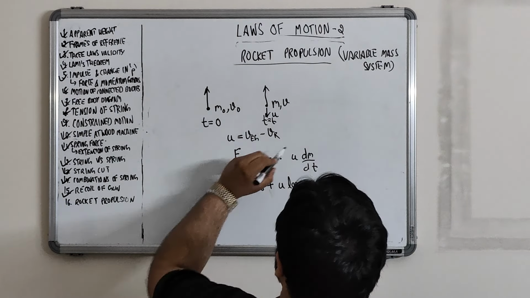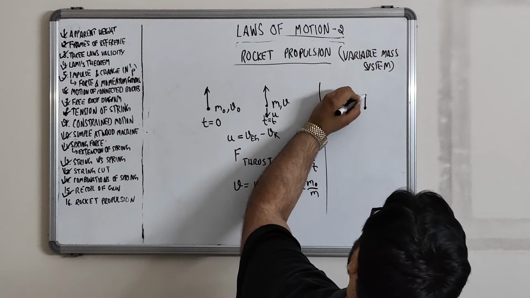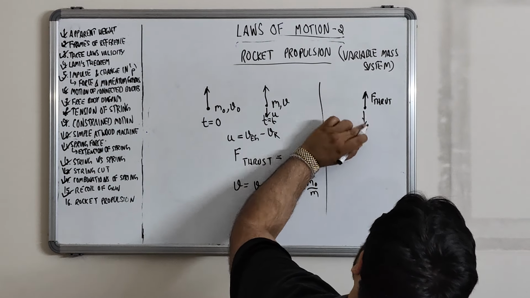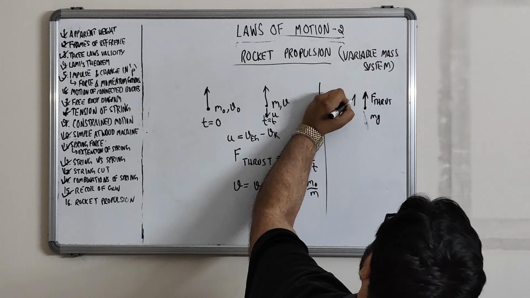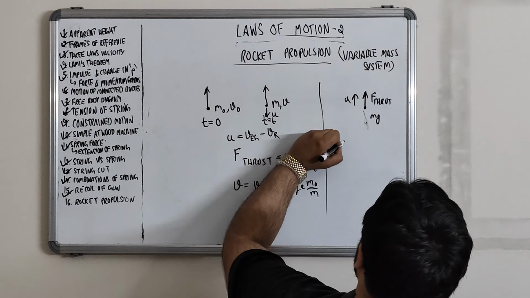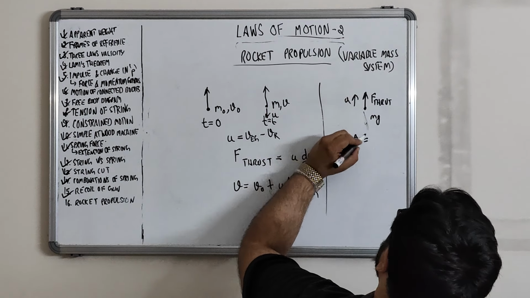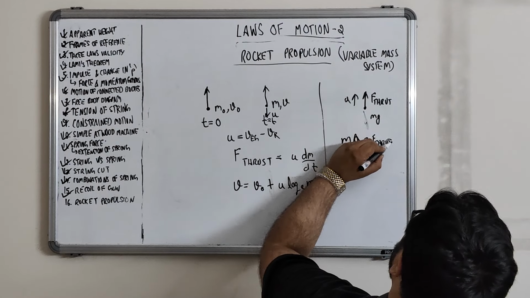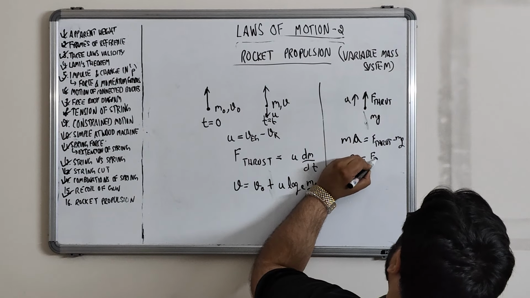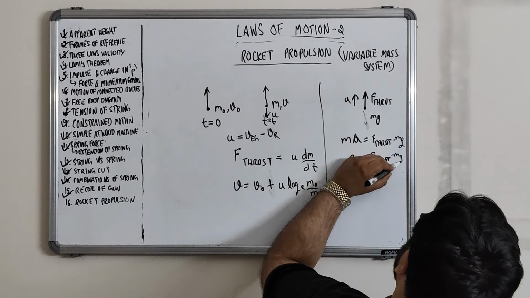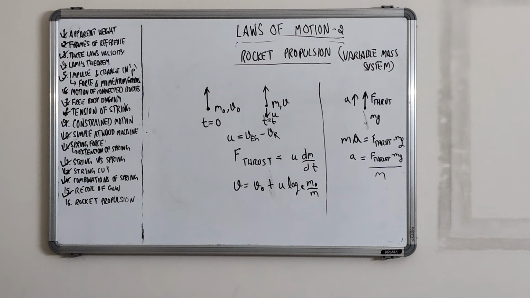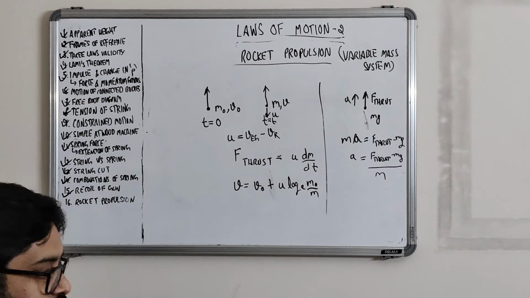Last thing, F thrust is up, weight of rocket is down, acceleration is up, right? So ma is equal to F thrust minus mg. So acceleration of rocket is F thrust minus mg by mass of rocket. This was all about rocket propulsion.